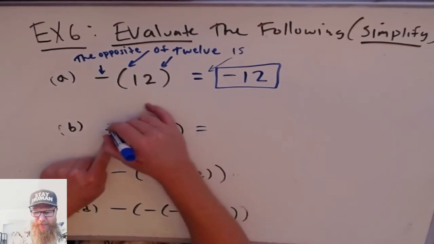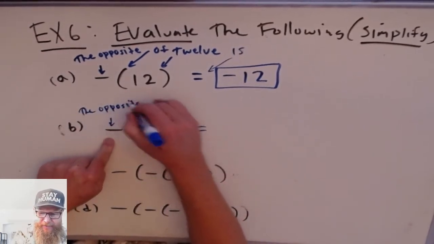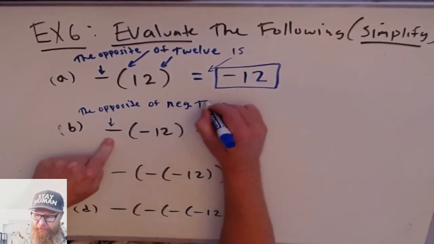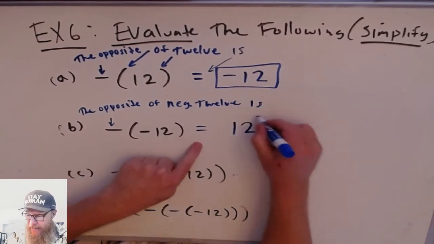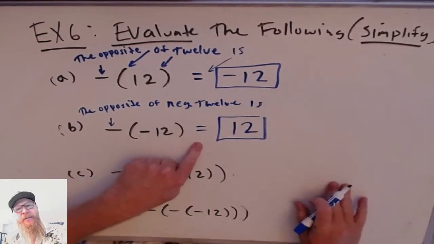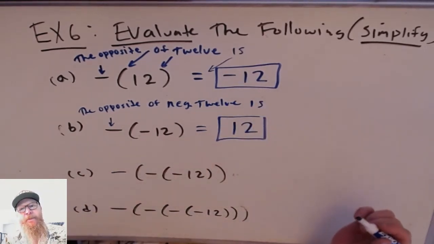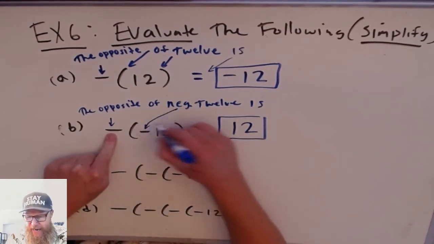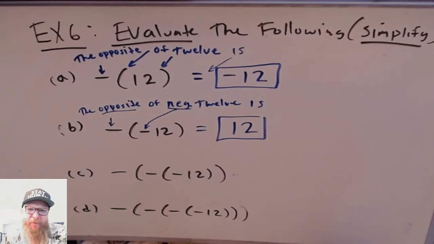So let's read this one. The opposite of negative 12 is positive 12. The opposite of negative 12. Remember, opposites and negative signs are the same symbol.